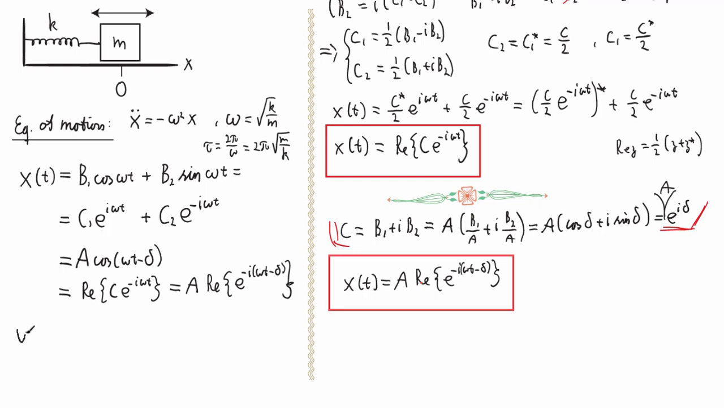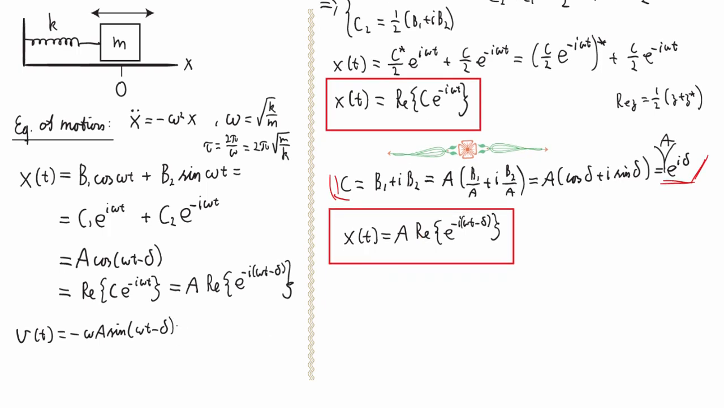So we have that the velocity is a function of time. If we just take the time derivative of this, that's minus omega A times sine of omega t minus delta. So if you make some room over here, we'll see that actually if we take the time derivative of the exponential form here, we will also get that x dot, like v is x dot, is the real part of minus I omega times A e to the minus I (omega t minus delta).